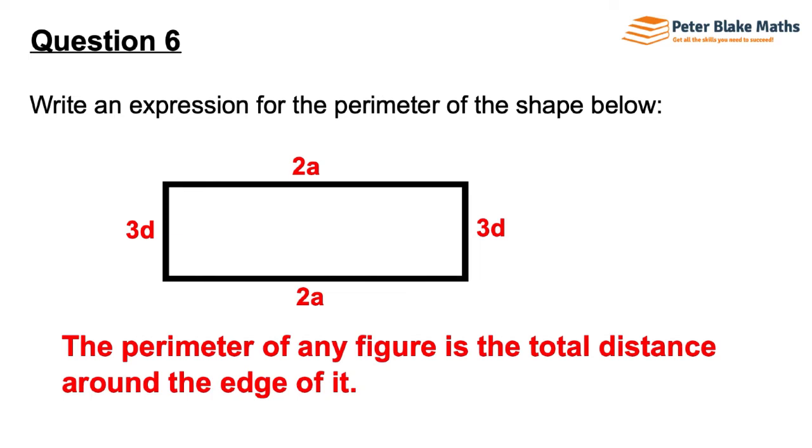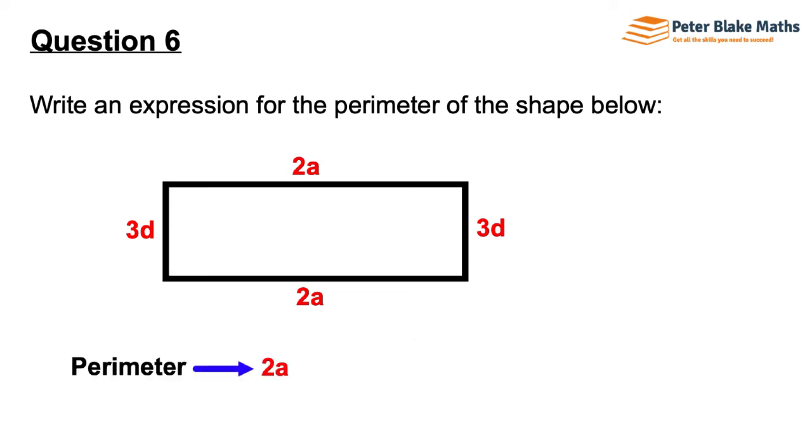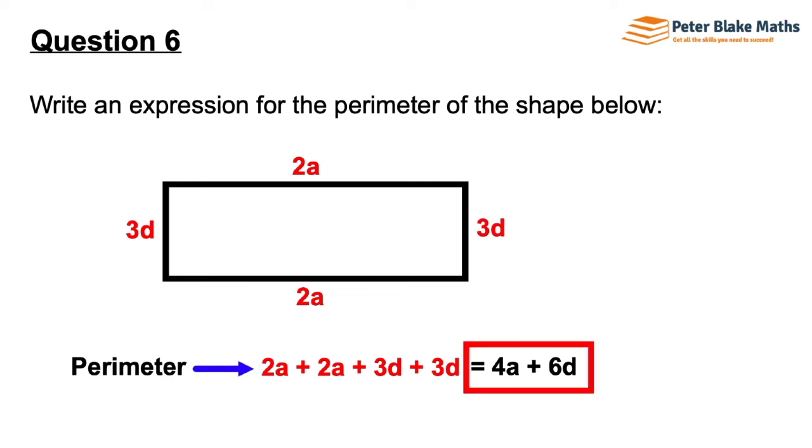And perimeter is the total distance around the edge of any figure. So to get a perimeter expression here, we'll just add the 2a and another 2a and a 3d and another 3d. So we'll end up with 4a when we collect like terms there. The a's can join and the d's can join to make 6d. So we get a final expression there for the perimeter of that rectangle of 4a plus 6d.